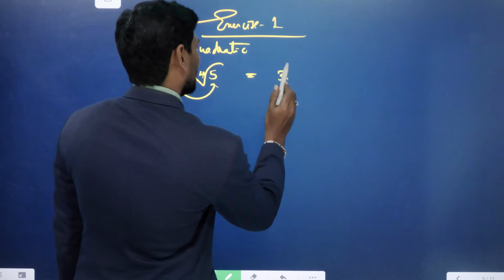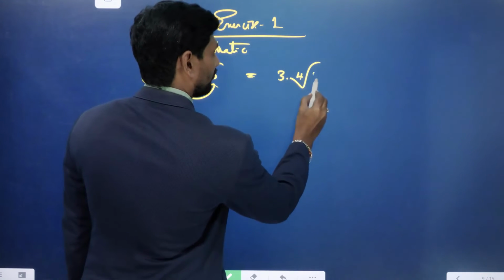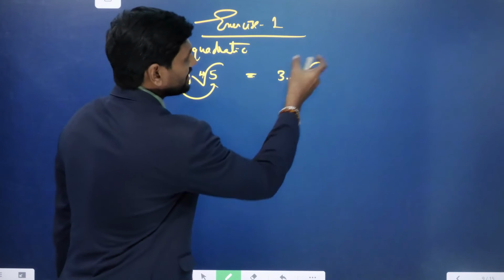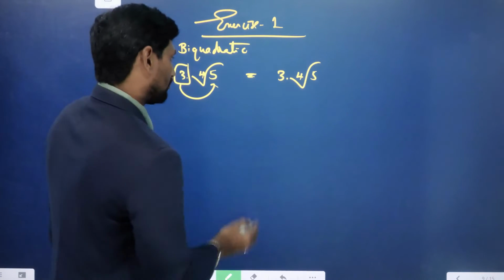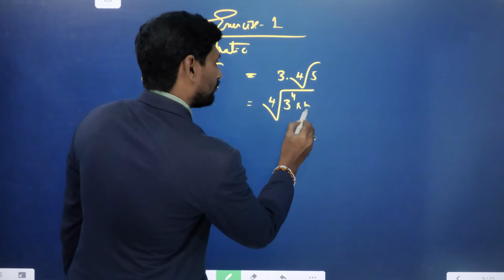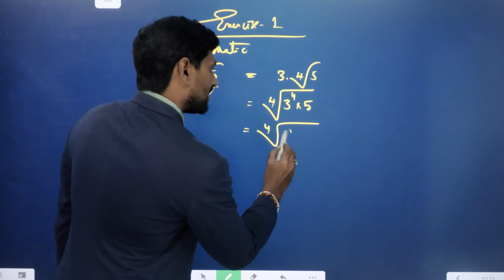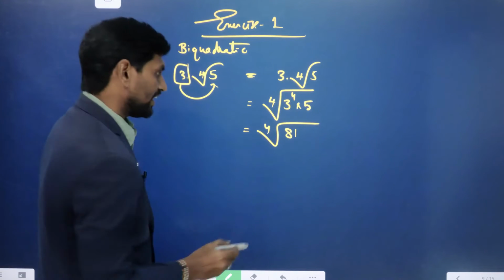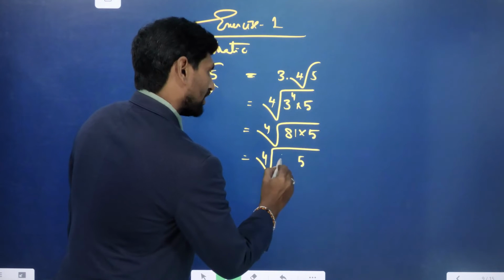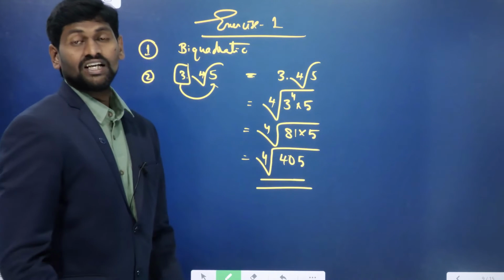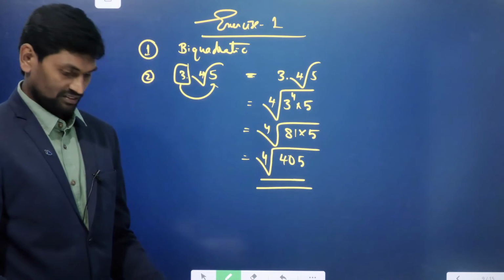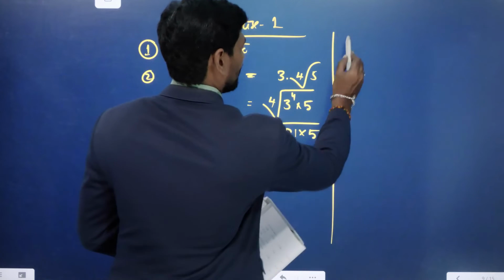The number given is 3 into 4th root 5. This is a 4th root, so we need to take the 3 inside the root. It will be 3 power 4, that means 3 power 4 into 5. 3 power 4 value how much? 81. 3 into 3 into 3 into 3, 81. 81 into 5, multiply: 4th root of 405 is our required answer. This is the pure form of 3 into 4th root 5. So let us go to question number 3.